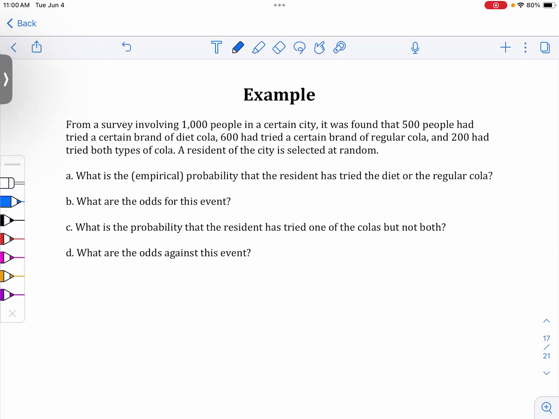For example, when you flip a coin, there's a 50% chance I get heads. However, I can flip a coin 100 times and get 100 tails in a row. That is not long run. I can even get 1,000 tails in a row. However, in the long run, it is 50% heads, 50% tails. What is the empirical probability that the resident has tried diet or regular?